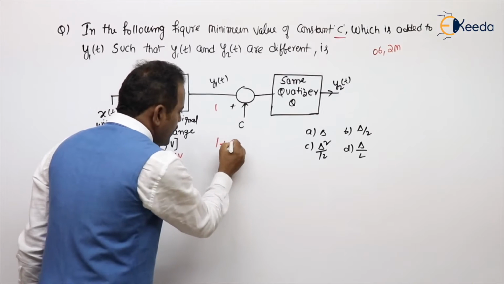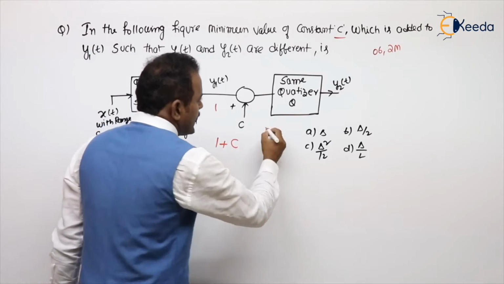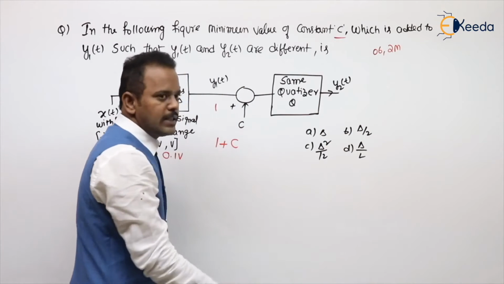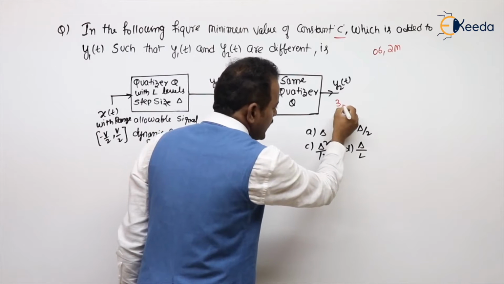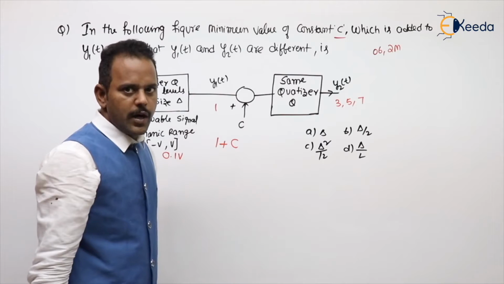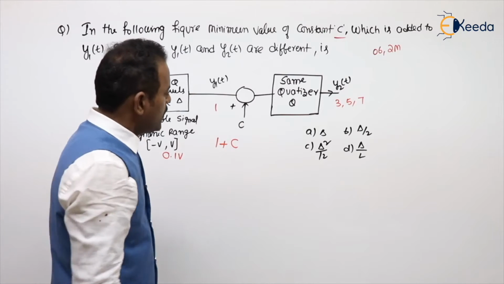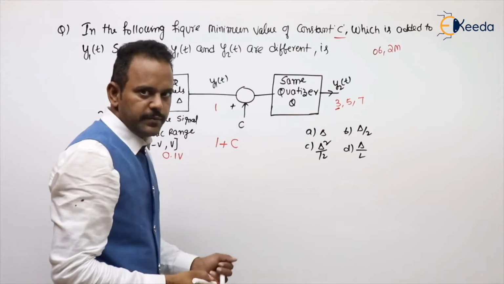Now for 1 we have to add some value. What is the minimum value? The next will be a different quantization level, meaning the y2 value should be either 3 or 5 or 7. And you got my point. So minimum is asking, means next quantization level, let's take 3.